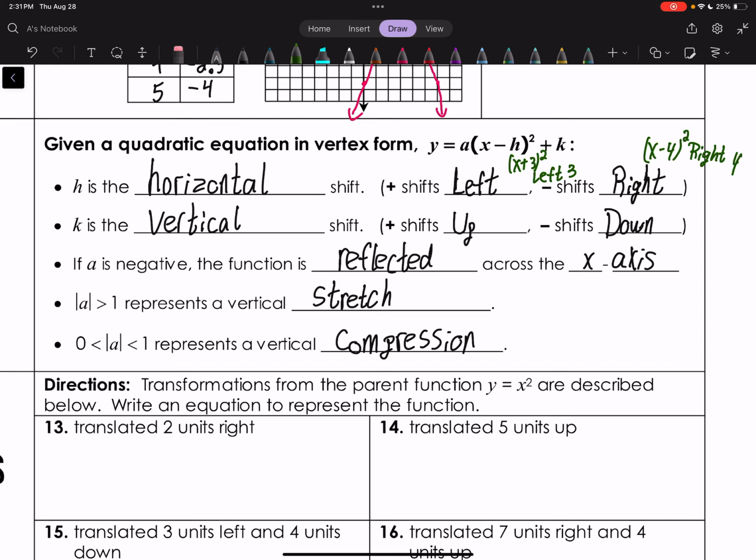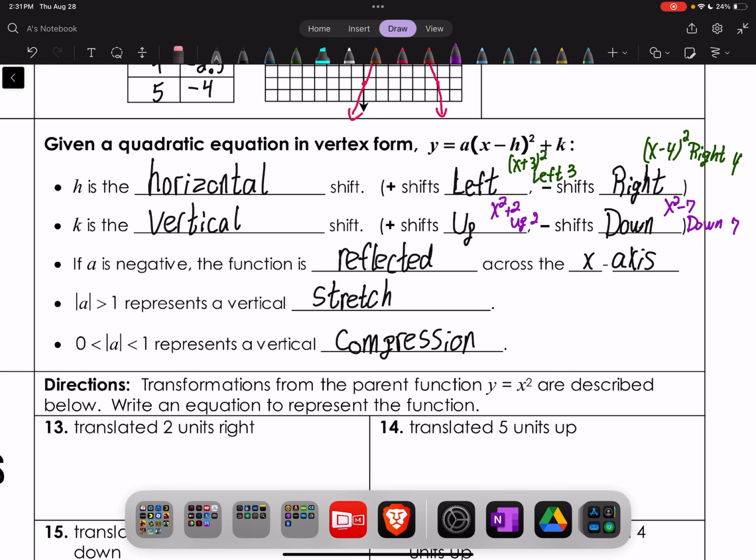If for a K value, if you have plus, it is up, minus is down. So x squared plus 2 is up 2. X squared minus 7 is down 7. Okay, those are just examples. If your a is negative, you're reflecting across the x-axis, you're flipping it over. If a is greater than 1, it is a vertical stretch. If a is less than 1, it is a compression.